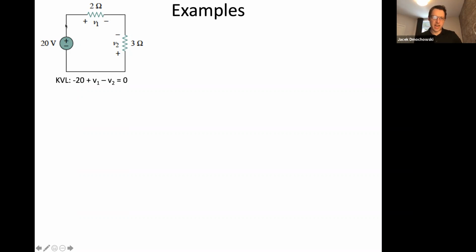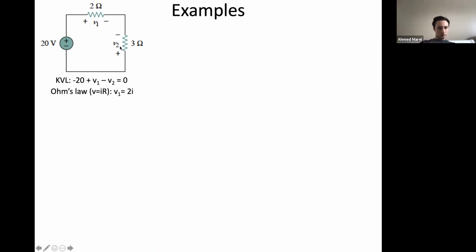KVL says that -20 plus V1 minus V2 is equal to 0. Hopefully you're all in agreement. That is the application of KVL to the circuit. So right now we have one equation, two unknowns, right? The second equation you get by noting that there's only one loop in this circuit, which means that every element has to have the same current, right? And so V1 is equal to I times 2.